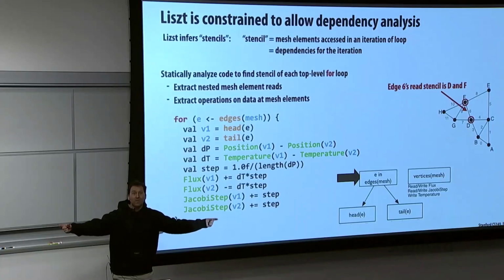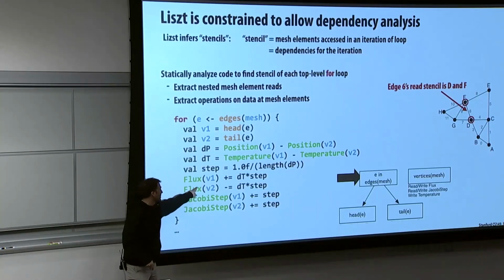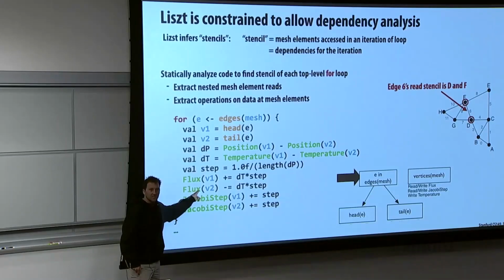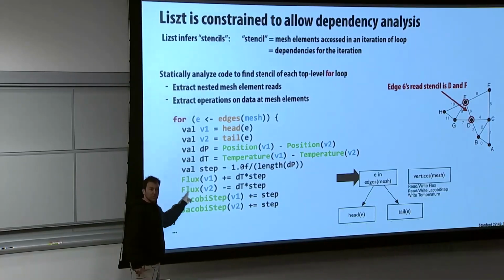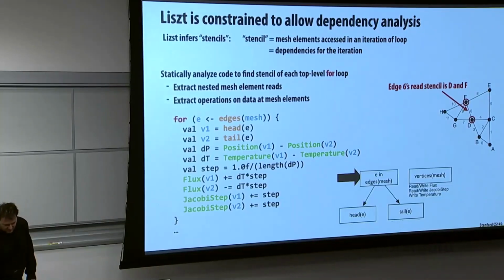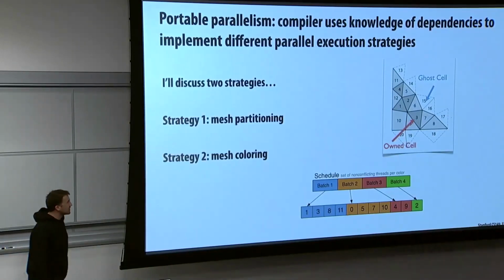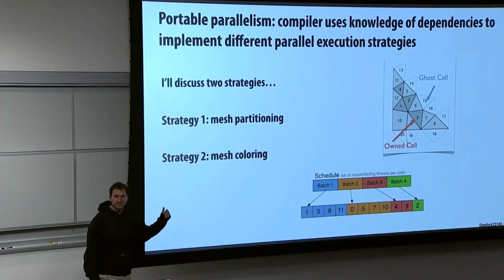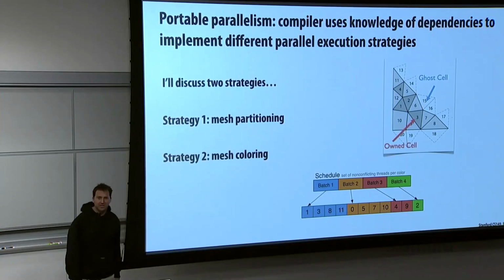There's more than one edge connecting every vertex. So now we have multiple writers into this field. So the compiler will need to know that there needs to be some protection or some atomic here. So let me just give you really quickly two ways of parallelizing this code on two completely different machines.